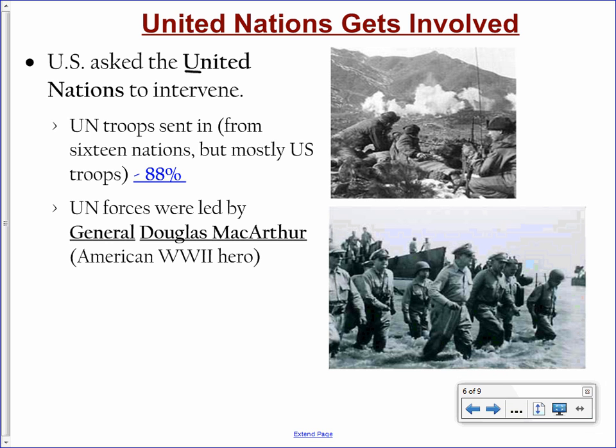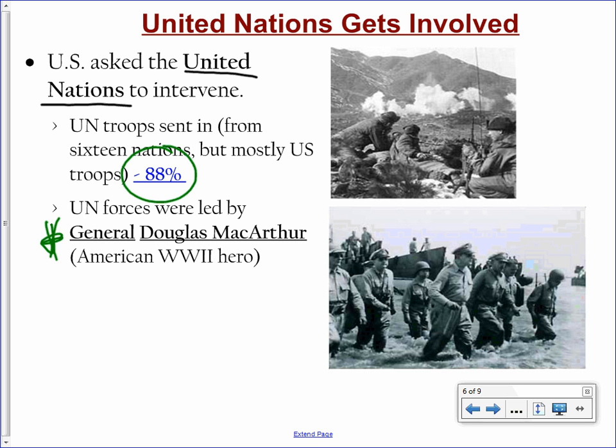So the United States asked the United Nations to get involved. Right, a newly formed peacekeeping organization. This was kind of their first attempt to prevent world war or prevent some kind of conflict around the world. So UN troops are sent in, but here's kind of an interesting note: 88% of the troops that fight are American soldiers. So it kind of is the United States fighting in this war to help the South Koreans.